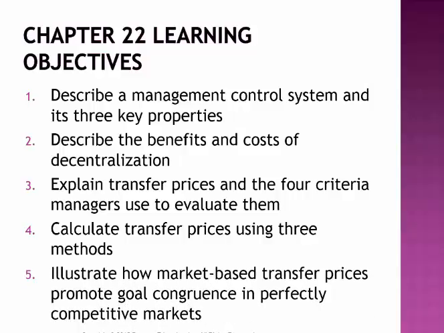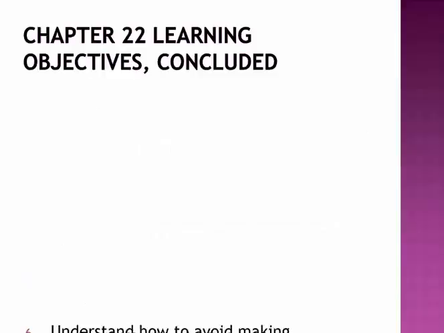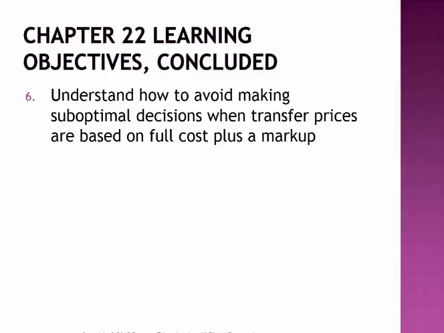We will illustrate how market-based transfer prices promote what is called goal congruence, which we will learn what that is. This is promoted in perfectly competitive markets, but as we all know, every market out there is not perfectly competitive. So we have to look at some additional issues. We will understand how to avoid making suboptimal decisions, and we're talking about suboptimal decisions from the corporation's standpoint.